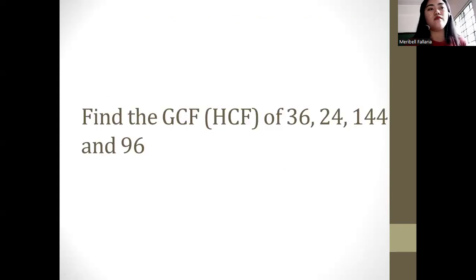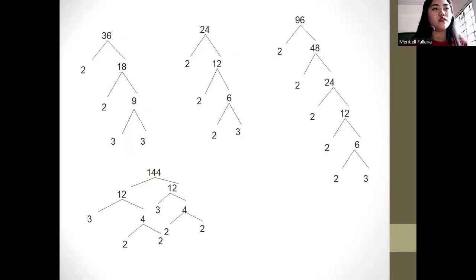Let's get the GCF or highest common factor of 36, 24, 144, and 96. Using prime factorization, we can get this. In 36, we have 2 times 18. 18 is not a prime, that's why 2 times 9. And then expand. 9 is not a prime, we have 3 times 3. So this is all a prime numbers.